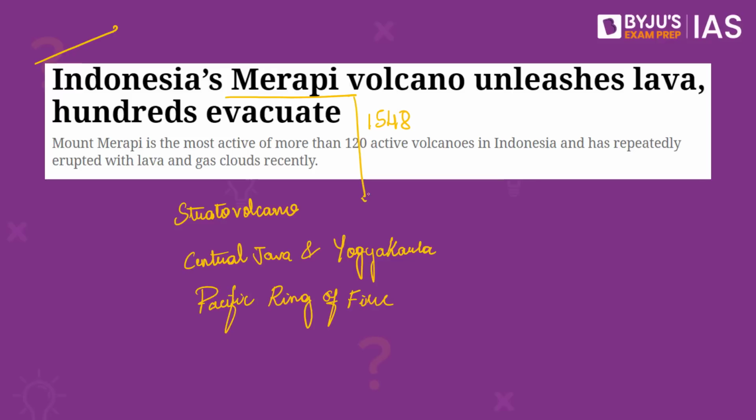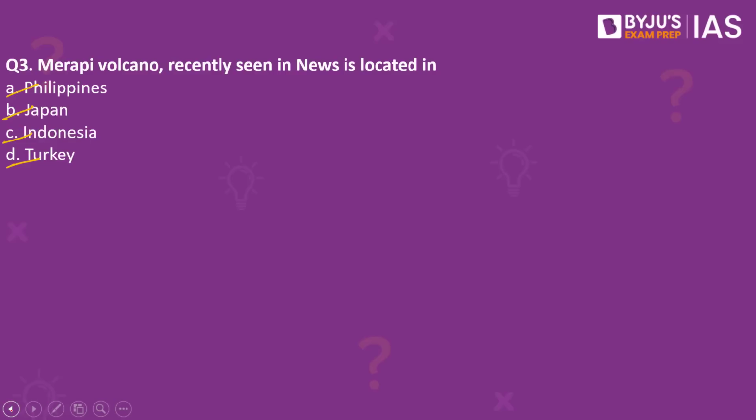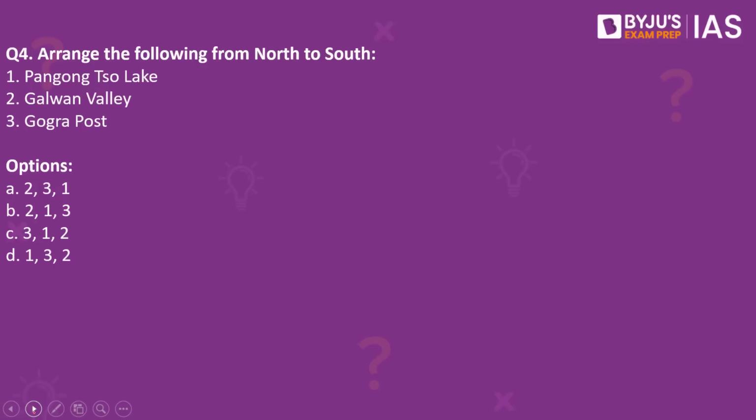Earlier, this volcano had erupted twice in June 2020. And very recently, there was yet again a volcanic eruption here. So coming back to our question, the right answer to our question would be option C, Indonesia. Moving on to question number 4. Arrange the following from north to south.